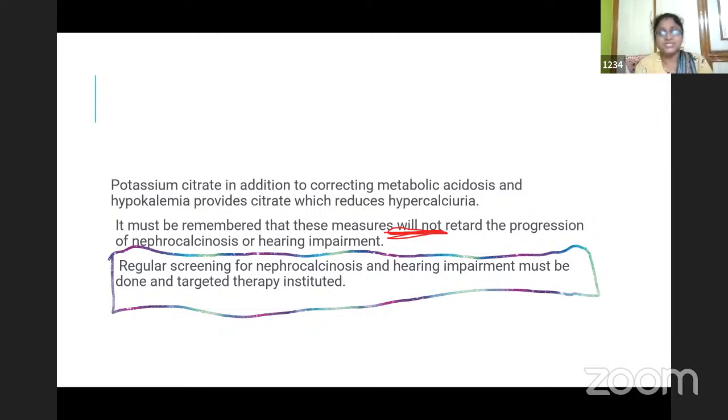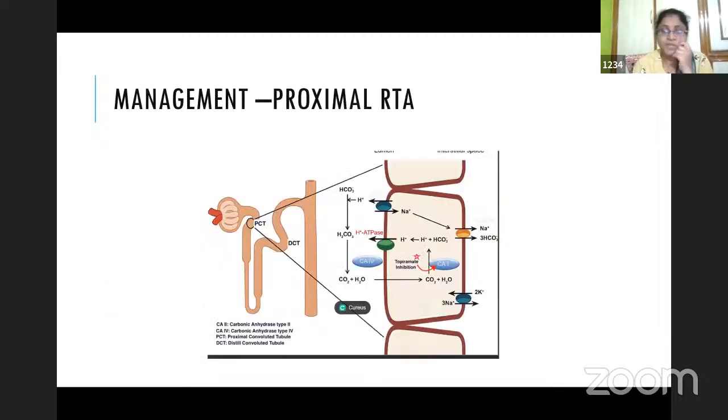Then the child understands what he is going to get out of your treatment. And regular screening for nephrocalcinosis and hearing impairment must be done, and some other targeted therapy should be given to these patients. So coming to the proximal RTA, here we have seen that the predominant defect is an absorption defect, a failure to absorb bicarbonate. So we are going to give bicarbonate supplementation in these patients.